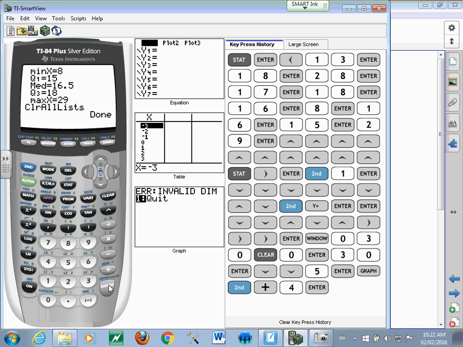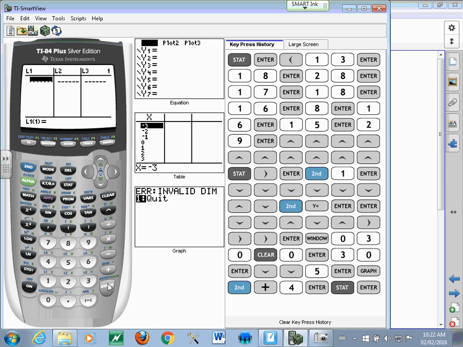So when I go in to enter my data, I go stat, enter. It's clear. Okay, so I'm going to use the table and put L1 for my data, and my frequencies are going to go in L2.